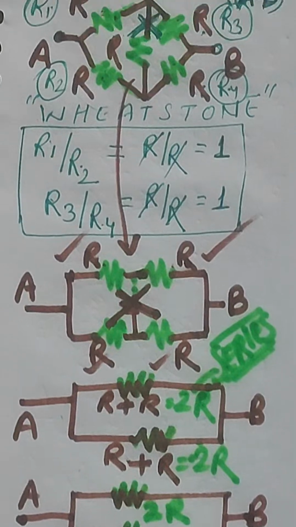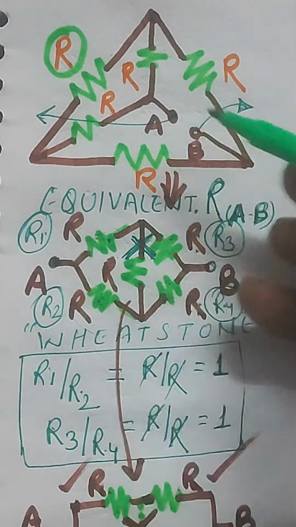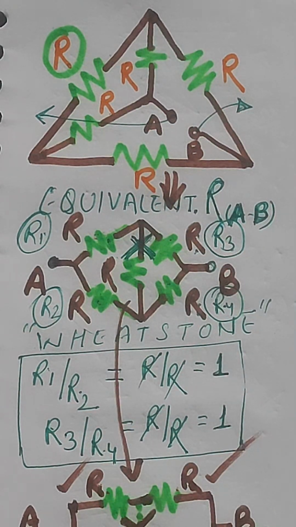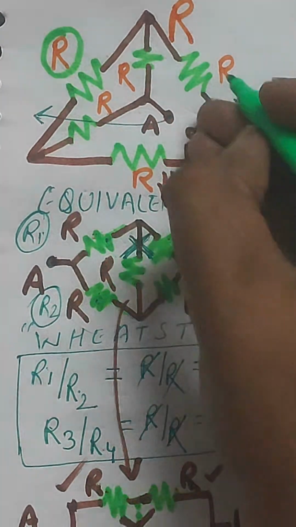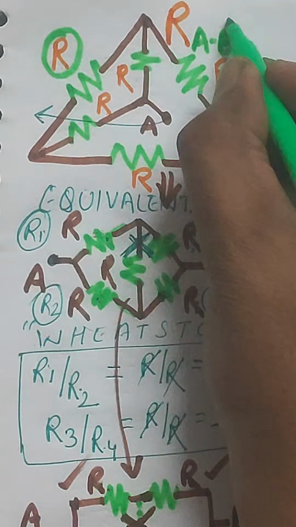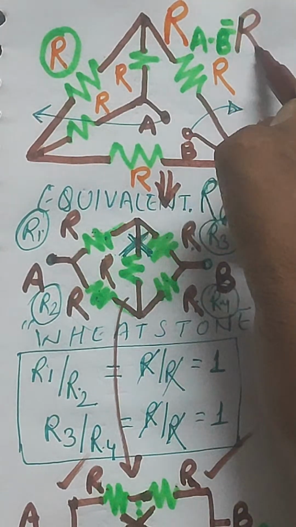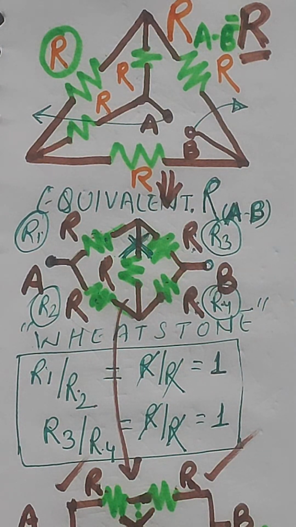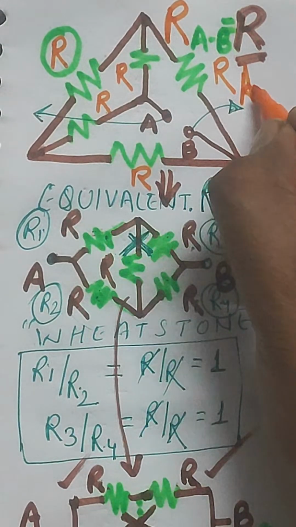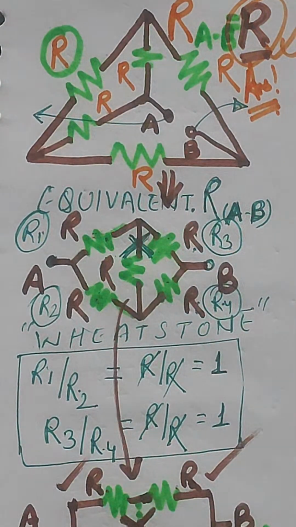So students, we have solved our question, and we can say that in this question the equivalent resistance R between A and B is nothing but equal to R, and this is our answer. So in this way students, we have solved our question. Thank you so much for watching. Take care and happy learning.